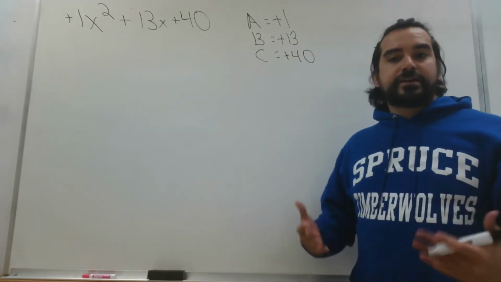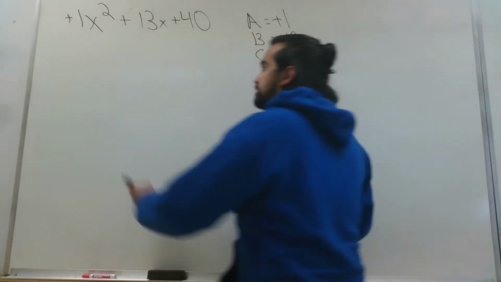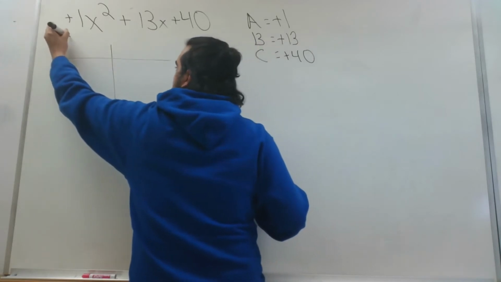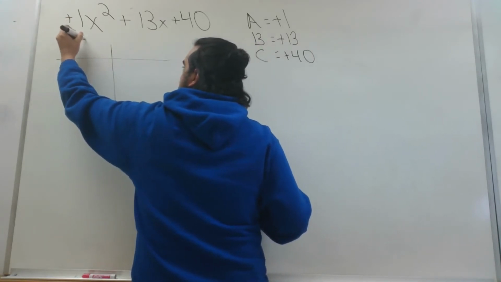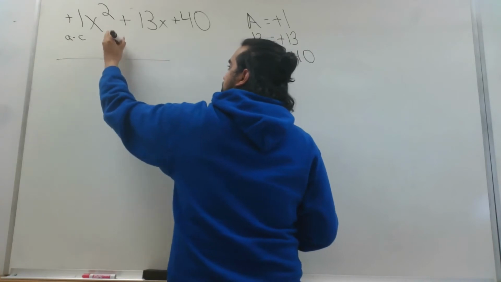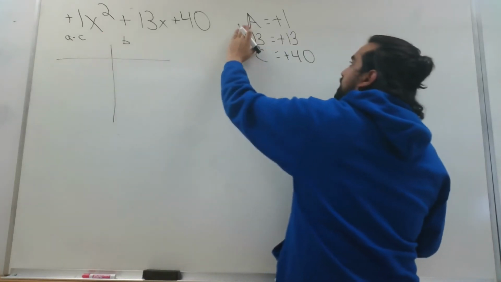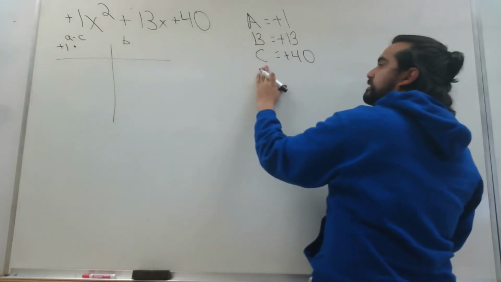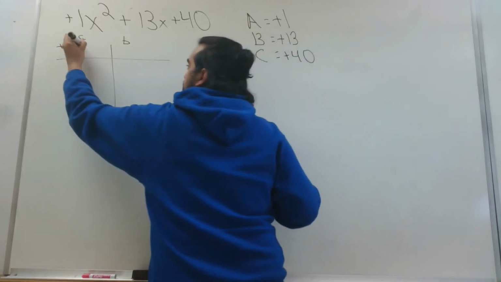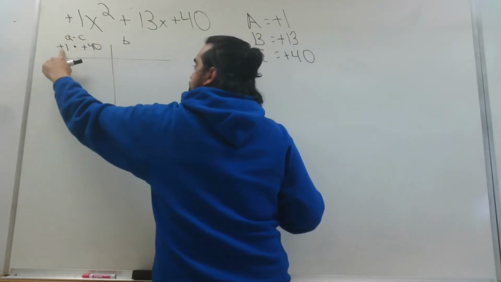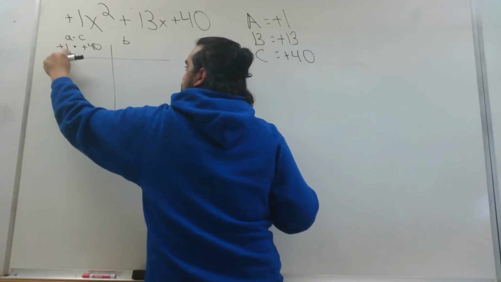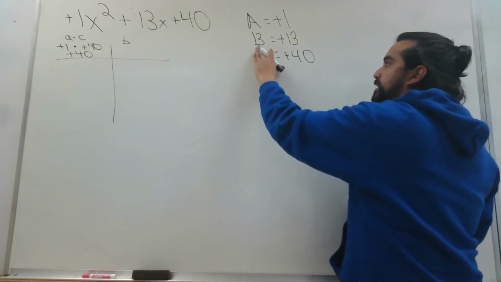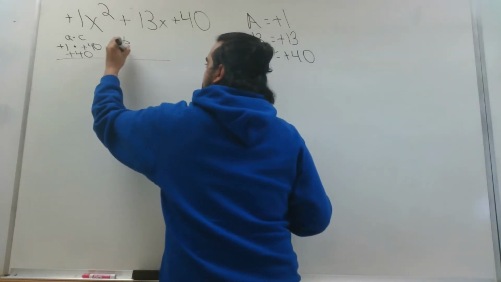Now that you have identified a, b, and c, we're going to go ahead and make a table. On the left side is going to be a times c, and on the right side is going to be b. So a is positive 1, so positive 1 times c is positive 40, so times positive 40. Positive times a positive is a positive. 1 times 40 is 40. Now, b is going to be positive 13.